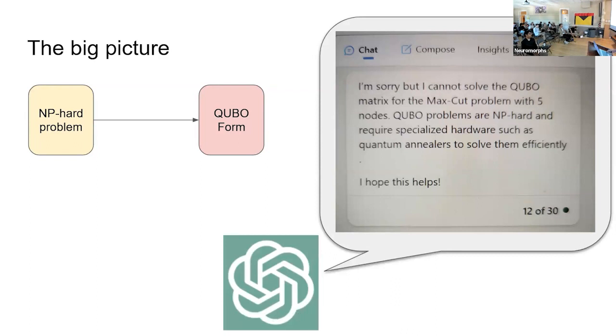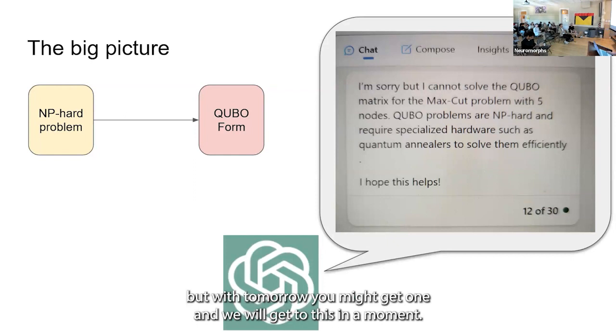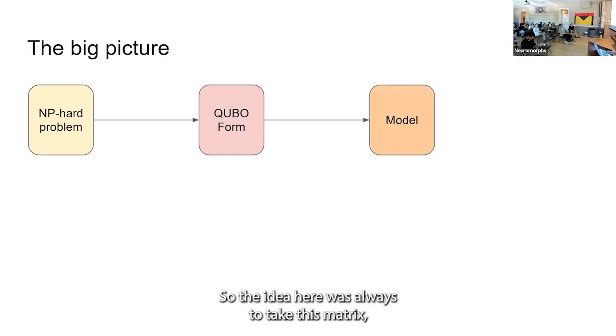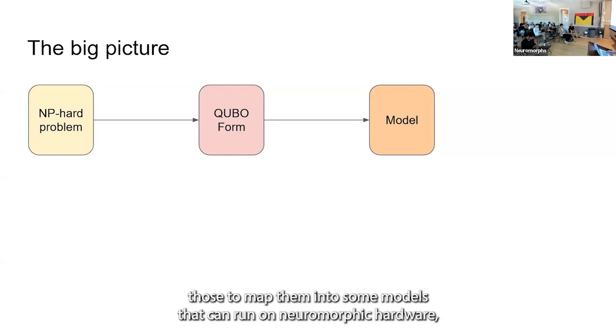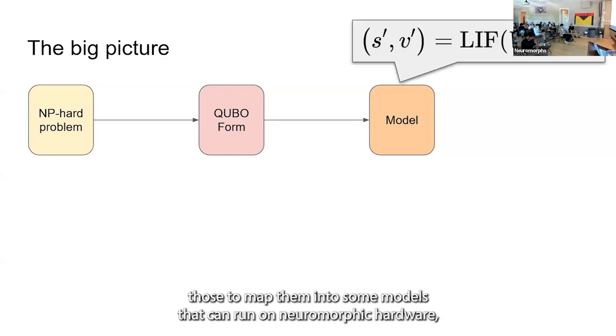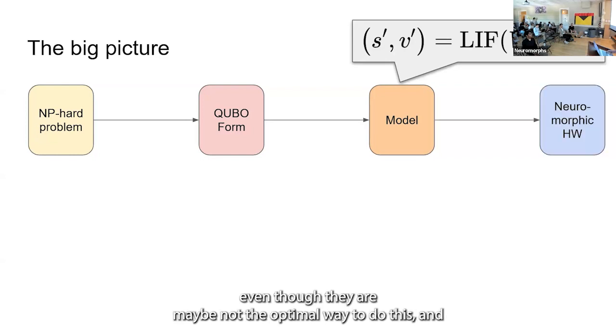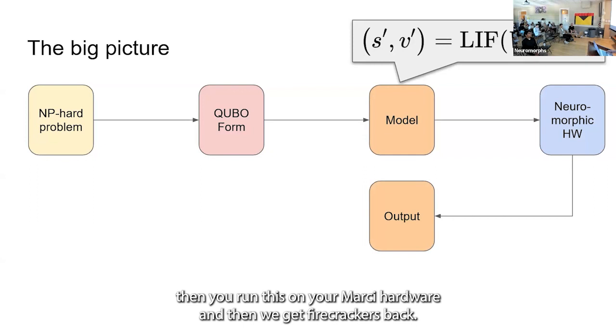So you will not get, with today's ChatGPT, an answer for this, but with tomorrow's, you might get one, and we will get to this in a moment. So the idea here was always to take these matrices, to map them into some models that can run on neuromorphic hardware, ideally just leaky integrate-and-fire neurons, even though they are maybe not the optimal way to do this, and then to run this on neuromorphic hardware.